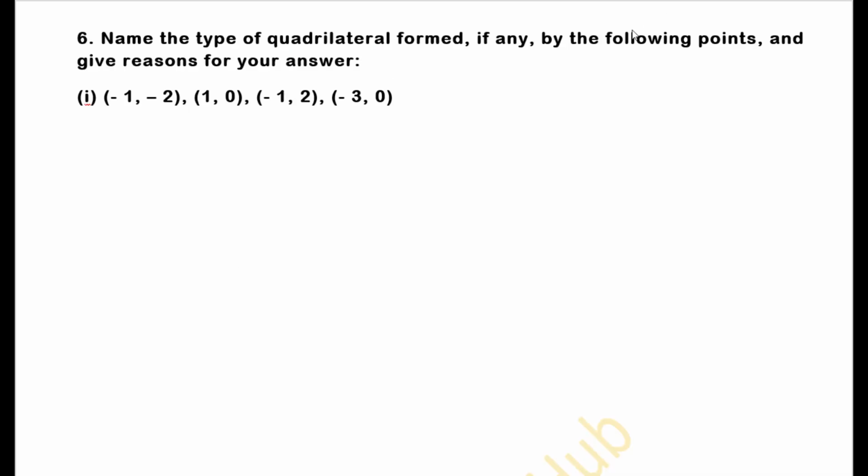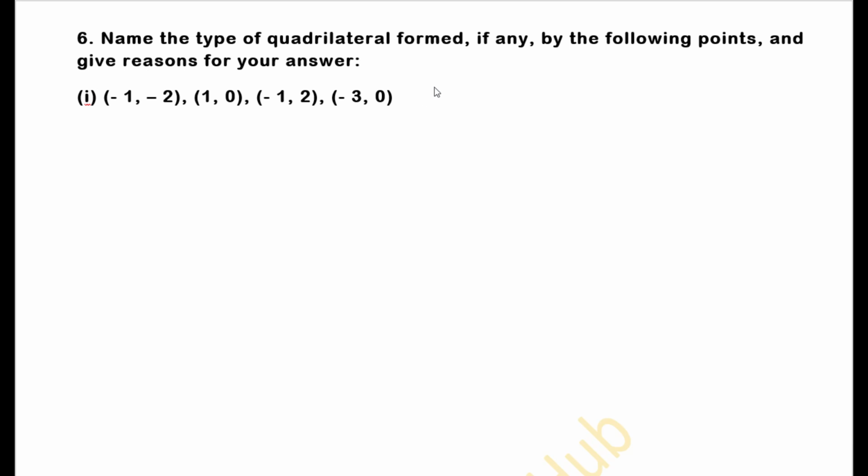Students, now moving to question number 6 of the exercise. Name the type of quadrilateral formed, if any, by the following points and give reasons for your answers. The points are (-1, -2), (1, 0), (-1, 2) and (-3, 0). Students, these points form a square.